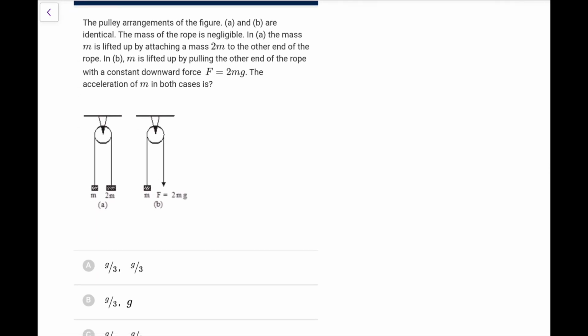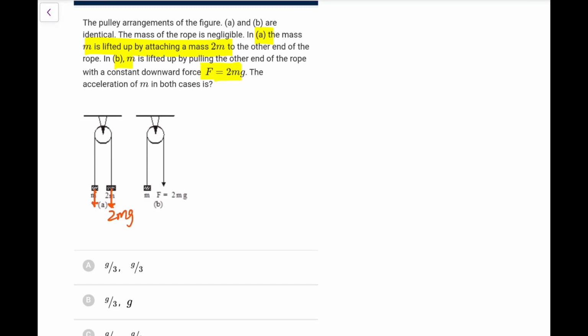Okay, this is a very general question. I can see the mass of the rope is negligible. In A, the mass m is lifted by attaching 2m to the other end. In B, m is lifted by directly applying a force 2mg. So here this 2mg comes, but it comes with a liability of 2m mass.